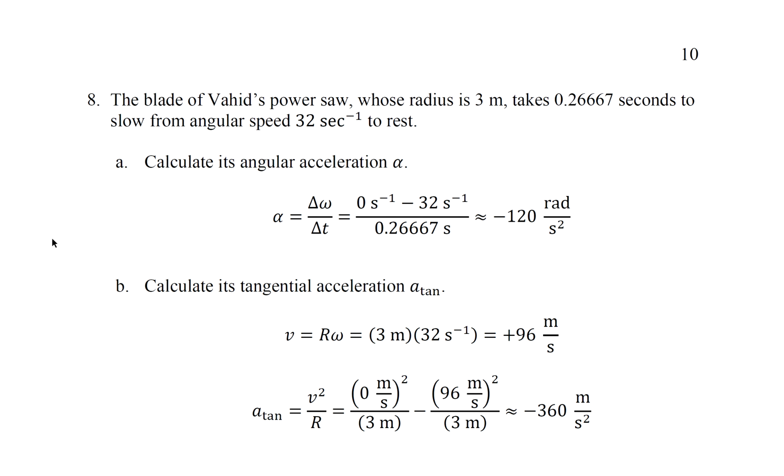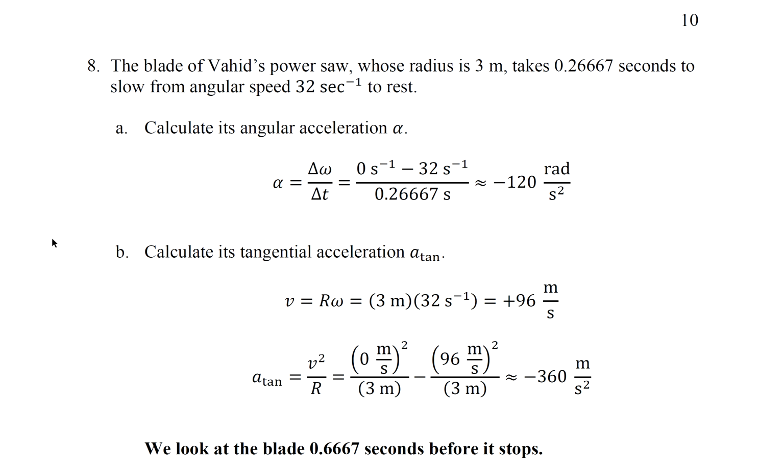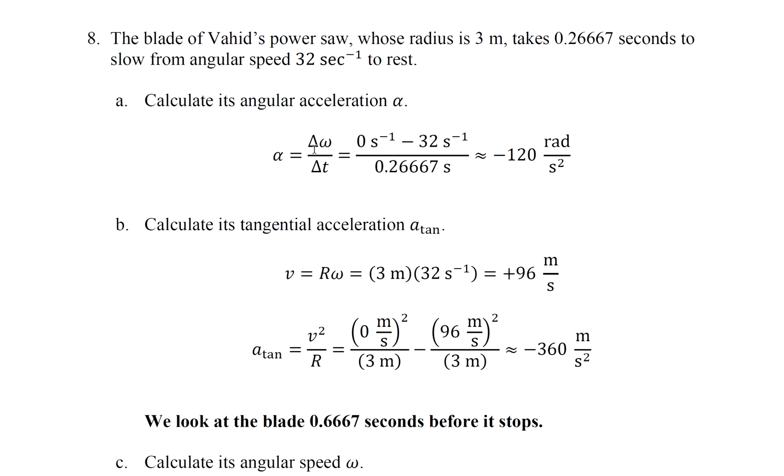Question 8. The blade of Vahid's power saw, whose radius is 3 meters, takes 0.26667 seconds to slow from angular speed 32 rad/s to rest. Part A, calculate its angular acceleration alpha. So we're going to use the equation delta omega over delta t.